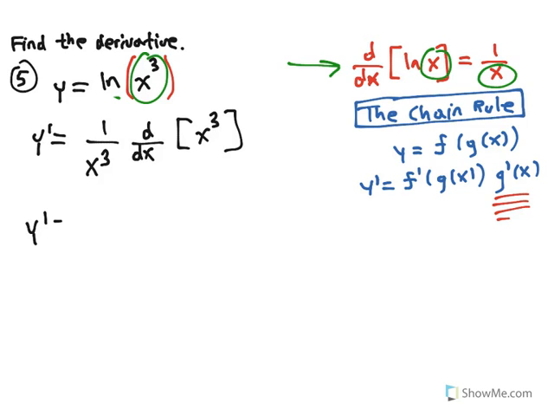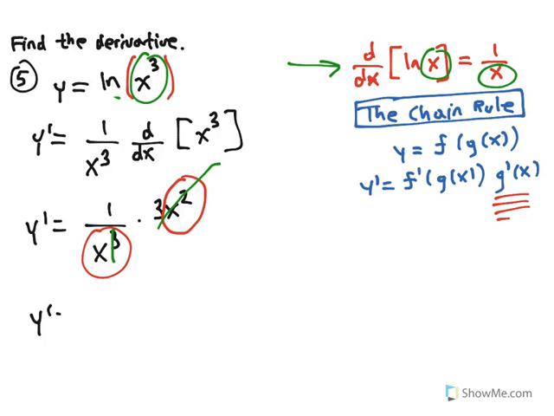So the derivative of the inside function is 3x squared. So you have 1 over x cubed times 3x squared. And you can cancel common factors of x that you have in the numerator and the denominator. So these two factors of x will cancel with two of these factors of x, and your final answer will be 3 over x.